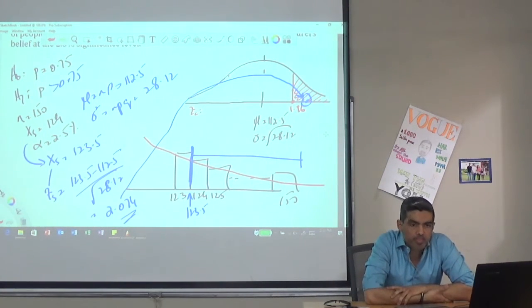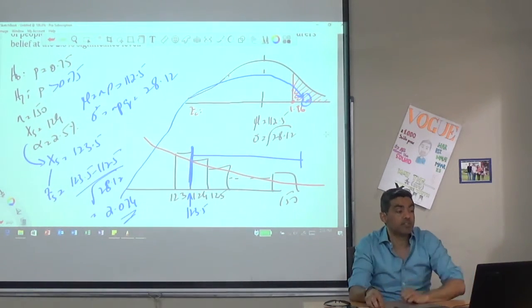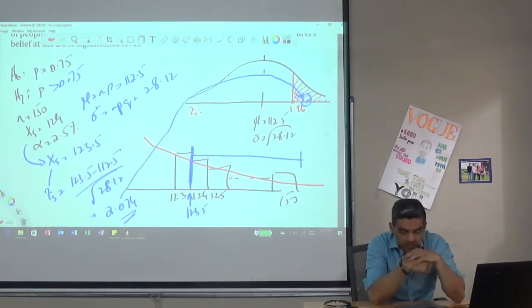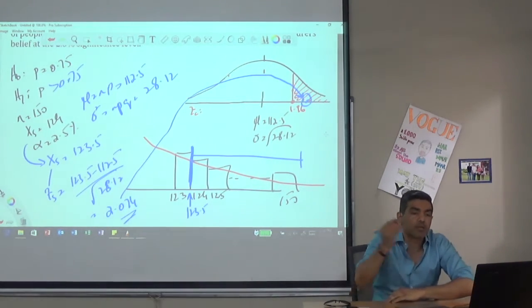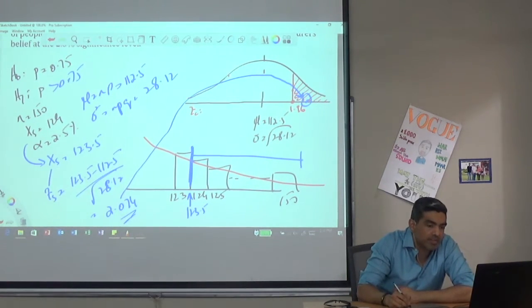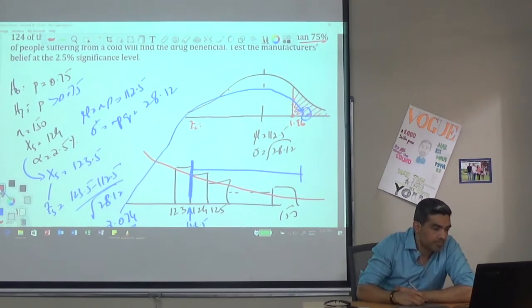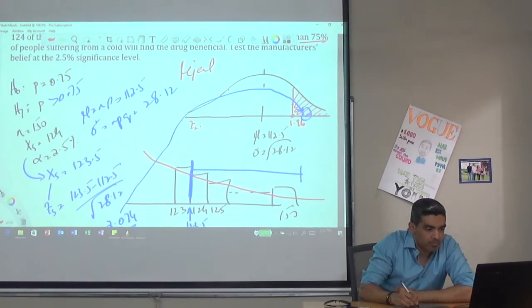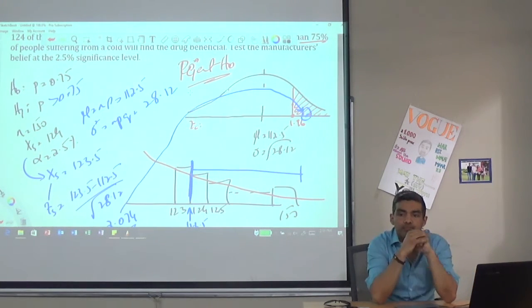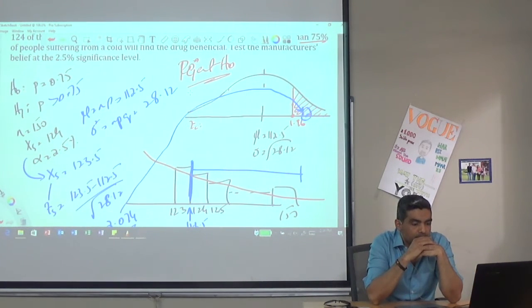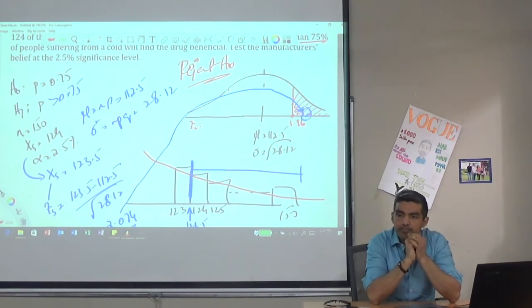We will accept H1, right? We are in the rejection region. We will reject H0. We will accept H1. But we always write it in terms of H0. So we say we reject H0. Are we good?